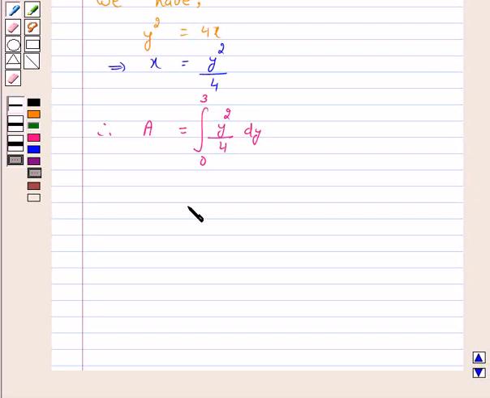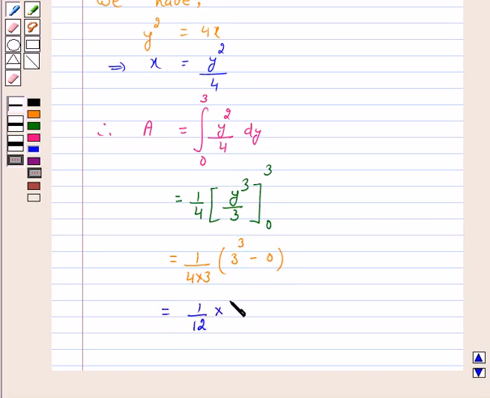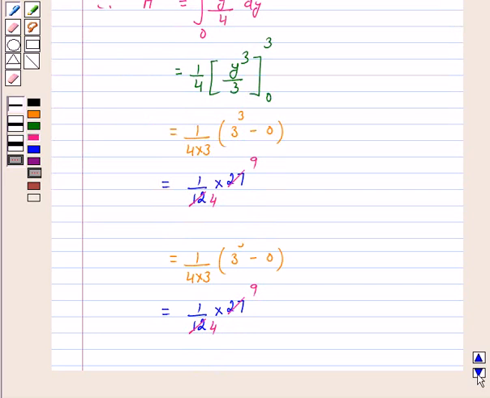and this is equal to 1 over 4 into y cube over 3 and the limits are from 0 to 3. And this is equal to 1 over 4 into 3 into 3 cube minus 0 cube, which is 0, and this is equal to 1 over 12 into 27, and this is again equal to 9 over 4.